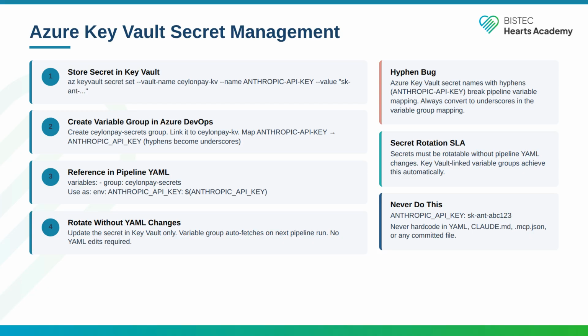Step 4. The operational payoff. When you need to rotate the API key, you update it in Azure Key Vault only. The variable group fetches the new value on the next pipeline run. Zero changes to any pipeline YAML file, zero changes to any committed code. This is the architecture that makes secret rotation a 30-second operation rather than a deployment event.